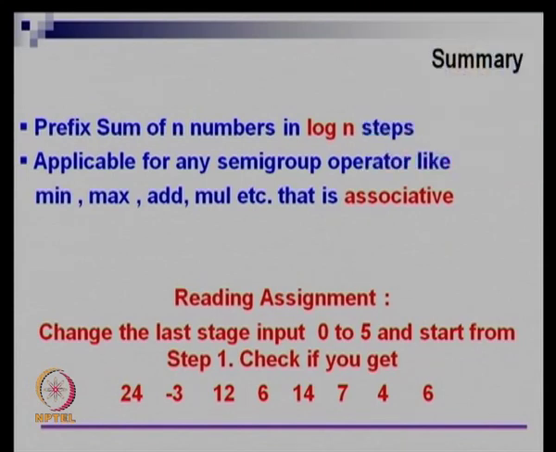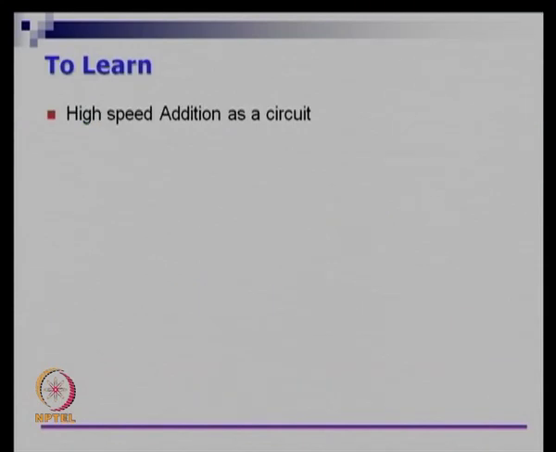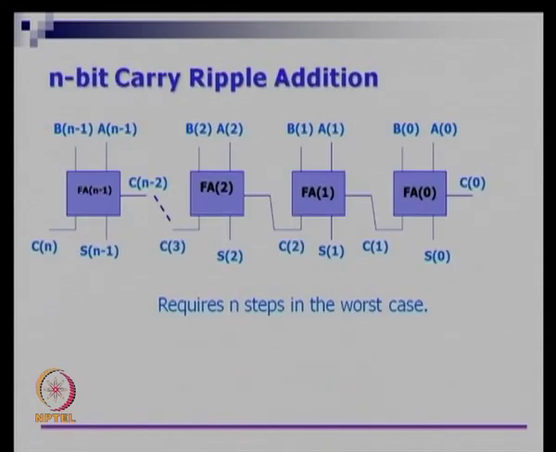Once you understand that, let us now look at high speed addition as we do it in a circuit. To appreciate what this high speed addition is, let us look at n bit ripple carry addition. For some n, we start with b of 0 and a of 0. Let us assume that there is some carry in that is coming into the circuit; it produces a sum and carry. Then we get b of 1, a of 1, which has to be added to carry 1, and that will produce a sum and carry and so on.